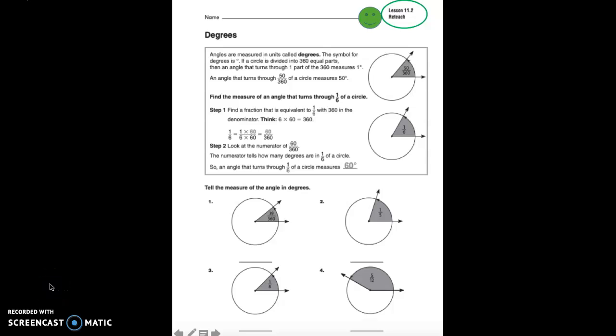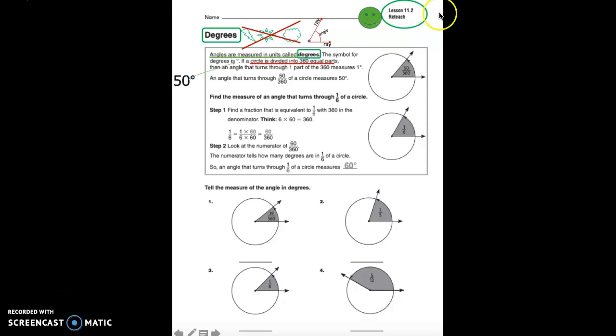Hi everyone, today we're going to be working on lesson 11.2. Today we're going to work on degrees. When we usually think of degrees, we usually think of the temperature. But today we're not going to talk about temperature. We're going to talk about degrees of an angle.